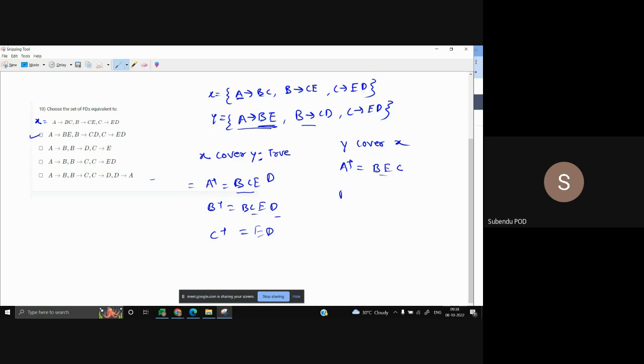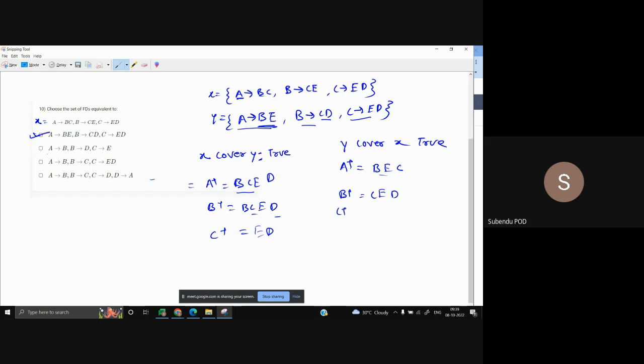Now you have to find the B closure. From BCE, and from C determines ED, we get CD, right? We get CD. Then you have to find the C closure. So C determines ED, we can directly find. So this is also true. So this is the equivalent set of functional dependency.